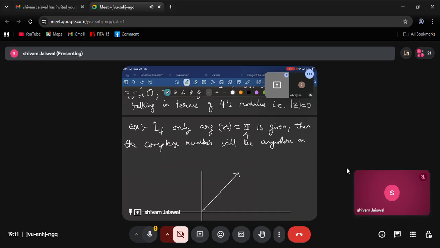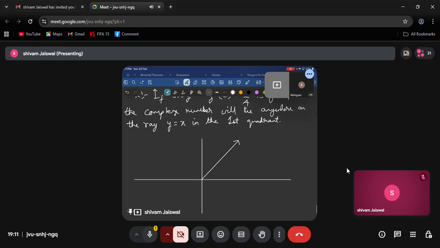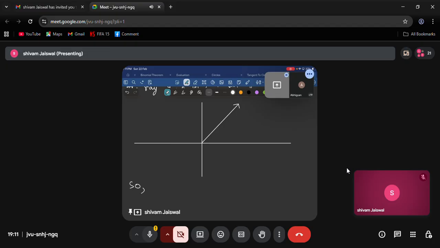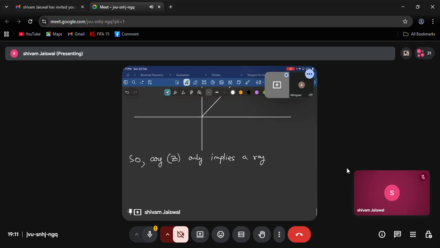On the ray y is equal to x in the first quadrant. It will lie anywhere on the ray y is equal to x in the first quadrant. Okay. It will lie anywhere. So write it down: argument of z only implies a ray, not a line.